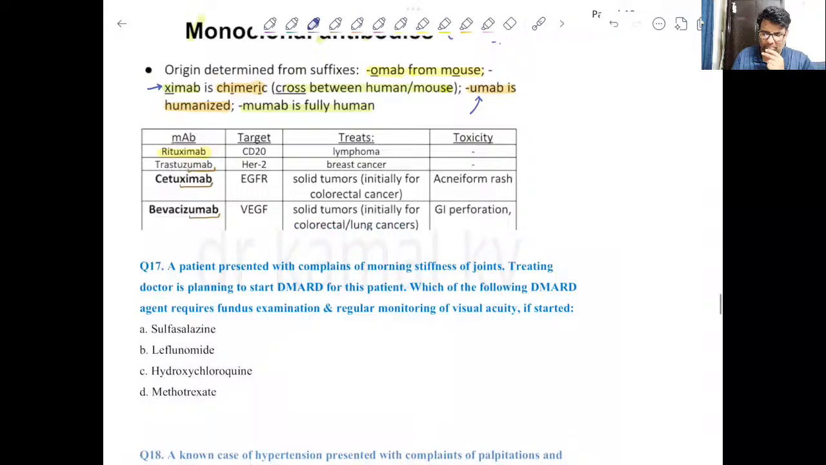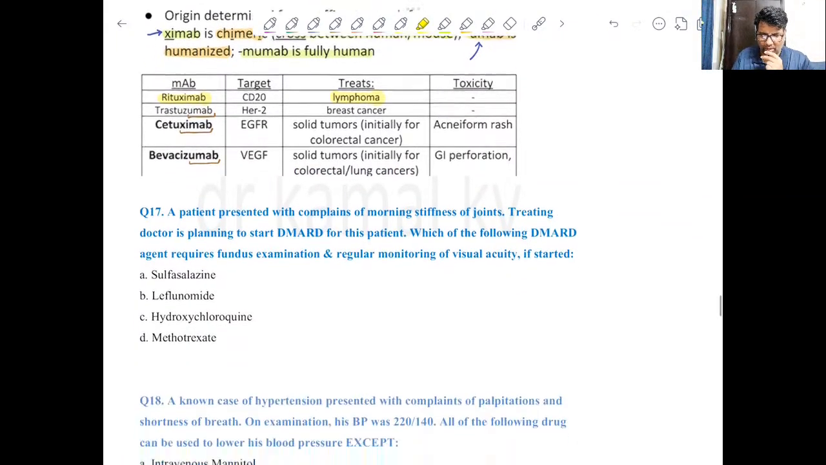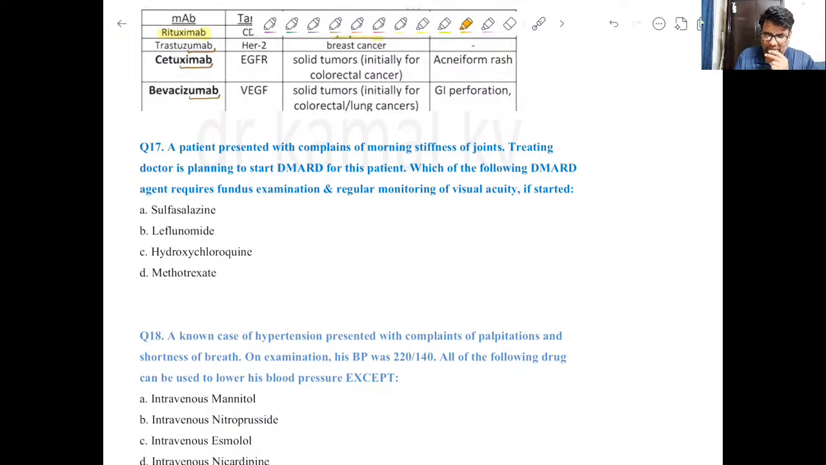Okay, and anyway, rituximab is used for lymphoma. Now next question: a patient presented with complaints of morning stiffness of joints, and the treating doctor planned to start DMARD, that is disease modifying agents in rheumatoid disease. Which of the agent requires fundus examination and regular monitoring of visual acuity, right?